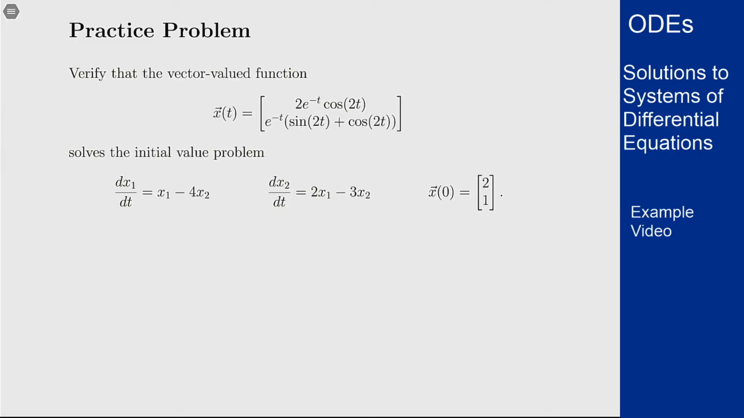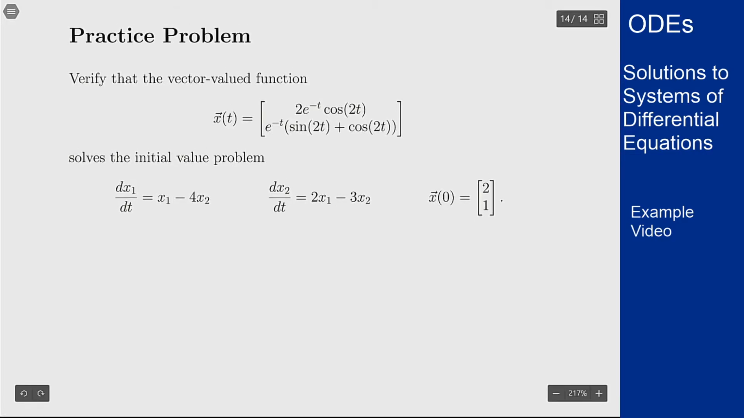In this example, we want to verify that the vector valued function x of t is 2e to the minus t cosine 2t and e to the minus t sine 2t plus t solves this initial value problem. To verify this, all we have to do is plug everything in and see if it all works out. So in terms of notation, this here is x1 of t, and this bottom is x2 of t. So we just plug things in.